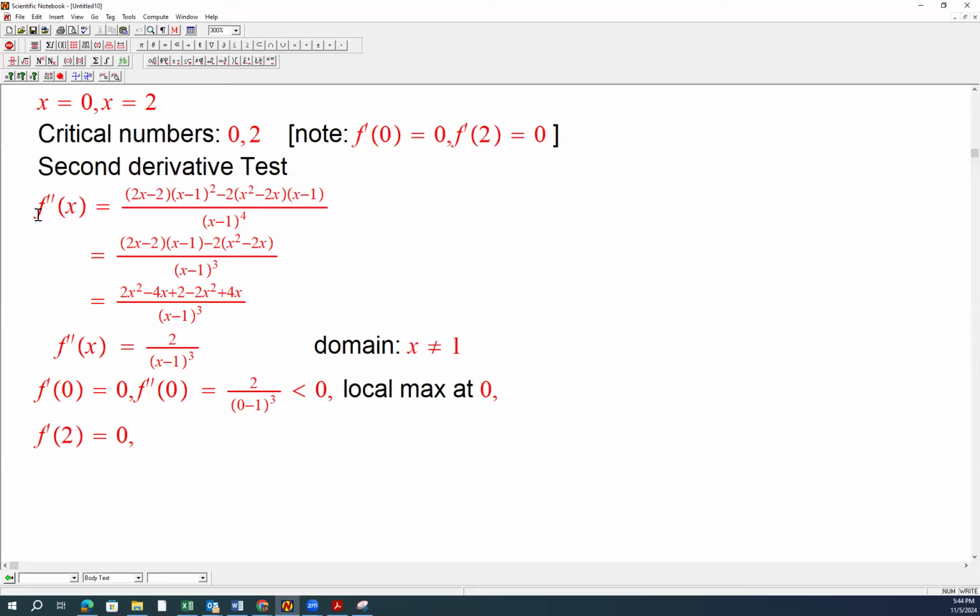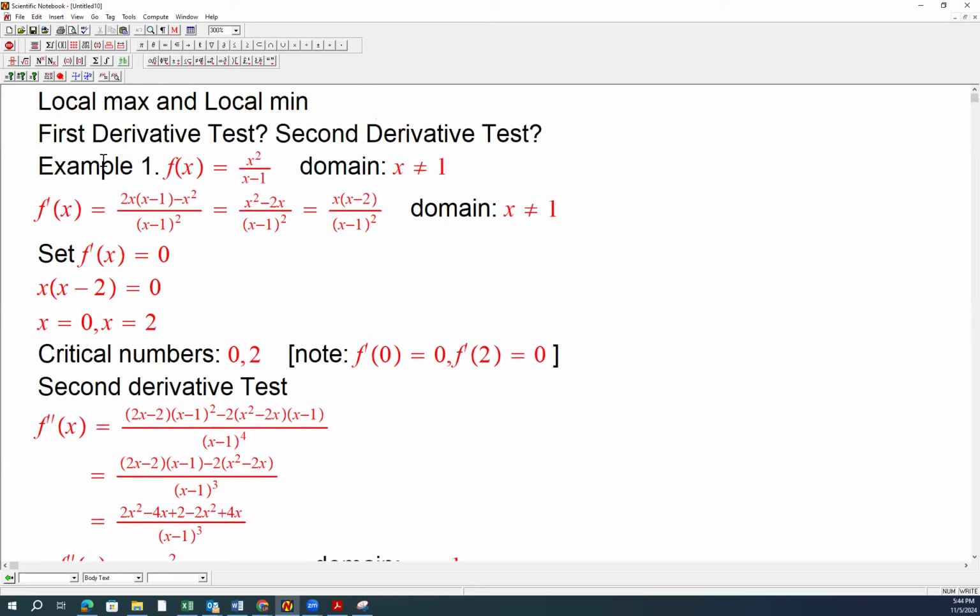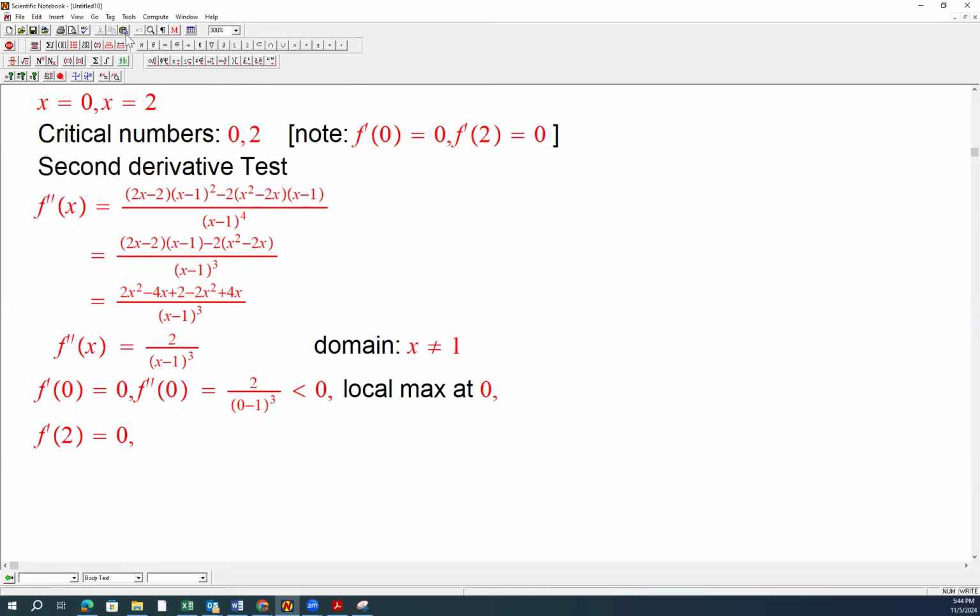And what is the value? For the value of the local max, we bring the critical number 0 into the original function. That's going to be 0, the local max at 0, the where and the what. So the local maximum is 0.